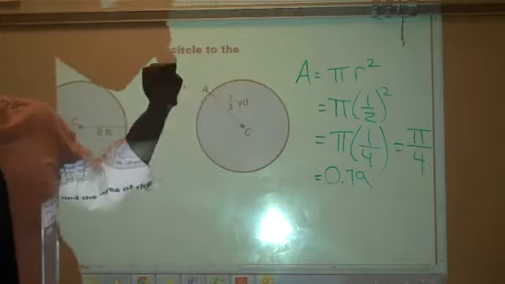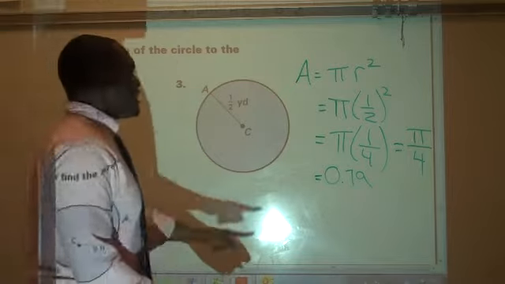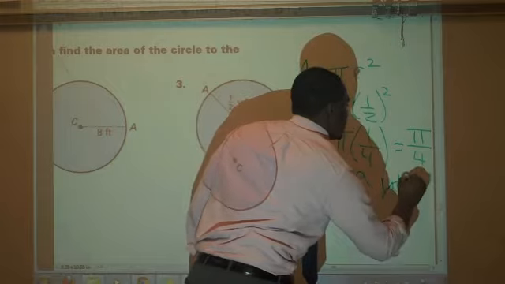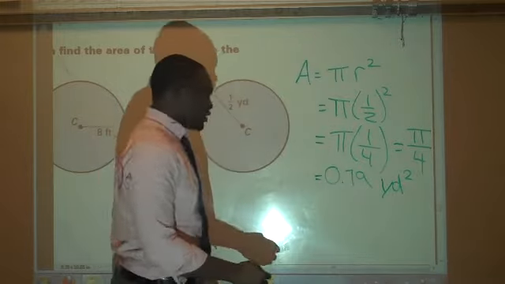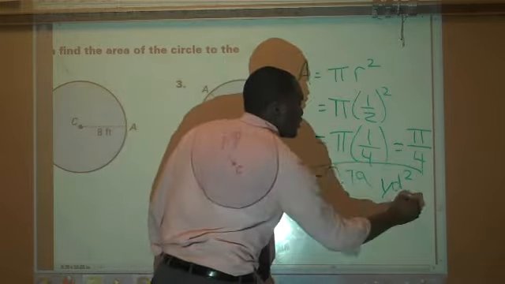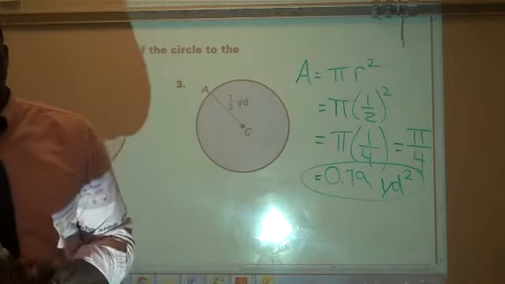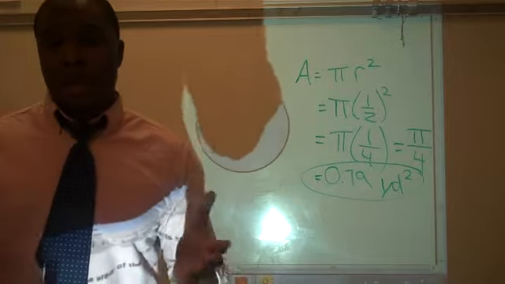Most importantly, I need to put my units on there. I can't just leave it as 0.79. This has to be 0.79 square yards, because anytime we're talking about area, my units have to be square.